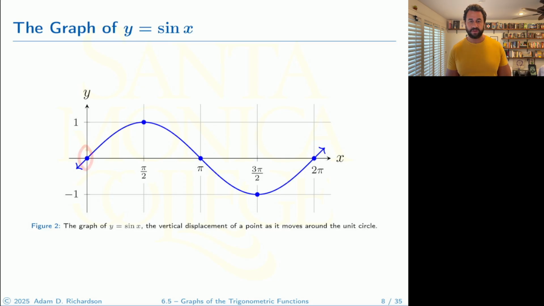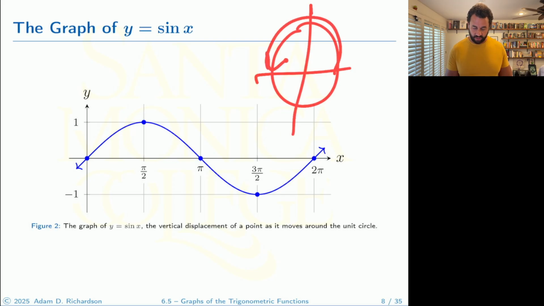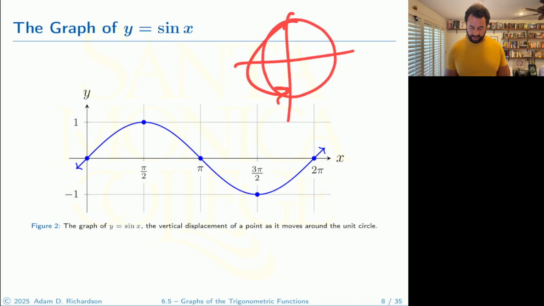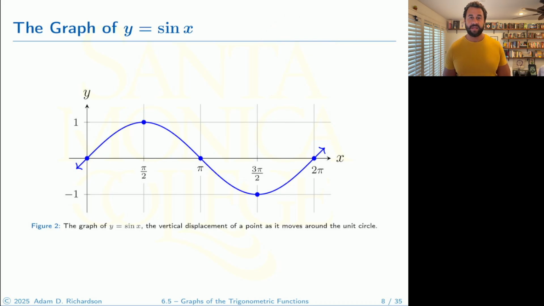Remember when the angle is 0, sine of 0 is 0 because there's no vertical displacement. So we have this point at 0, 0. Then at pi over 2, sine reaches its maximum. It's equal to 1. The vertical displacement is 1. So we have this point, pi over 2 comma 1. Then when you go around the circle, imagine the unit circle, when you're at the angle pi, vertical displacement is 0 again. So you're down here on the x-axis when y equals 0. Then as you continue around and you go to 3 pi over 2, that's when sine is going to be at its minimum, -1. So we're down here at -1.